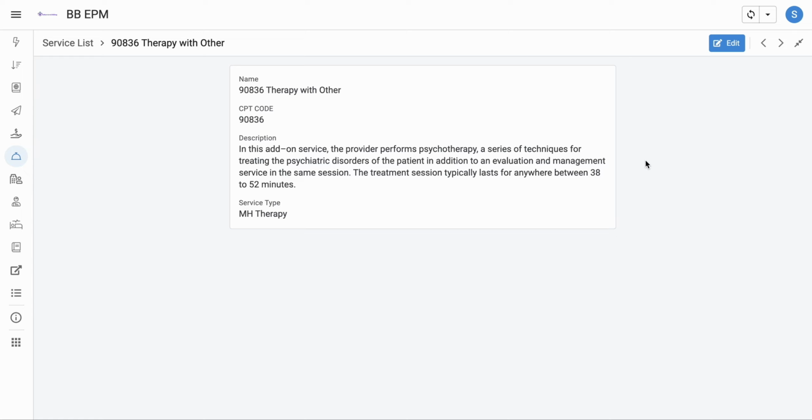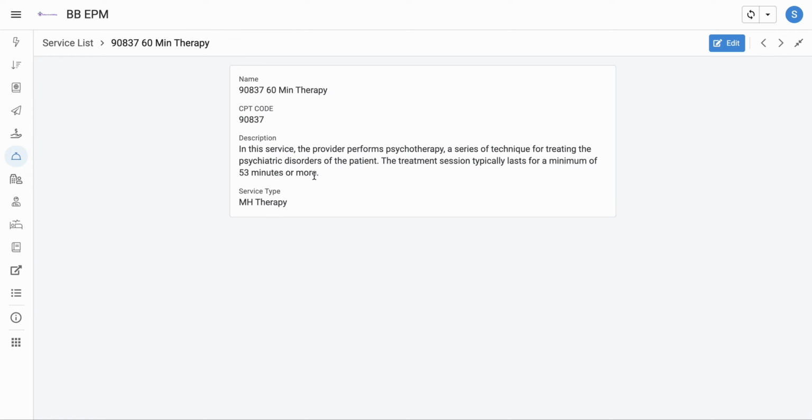Next code. So this is actually the most popular mental health billing or CPT code, the 90837. This represents 60 minutes of therapy. In this service, the provider performs psychotherapy, a series of techniques for treating the psychiatric disorders of the patient. The treatment session typically lasts for a minimum of 53 minutes or more. So let's importantly note here, minimum. Though typically this is billed for 60 minutes, the minimum documentation requirement for compliance is actually 53 minutes or more, and that does include clinical documentation time as well.